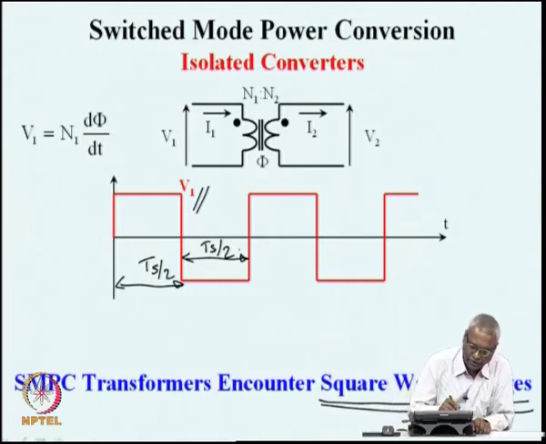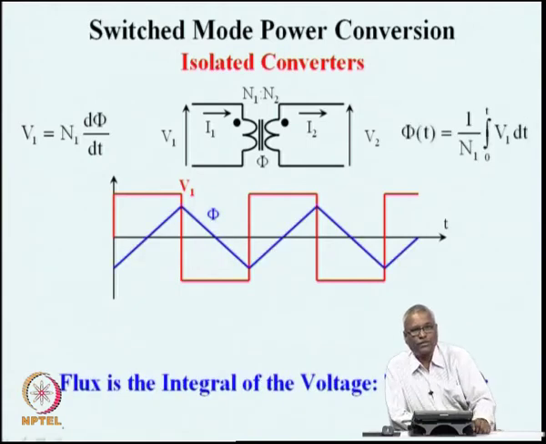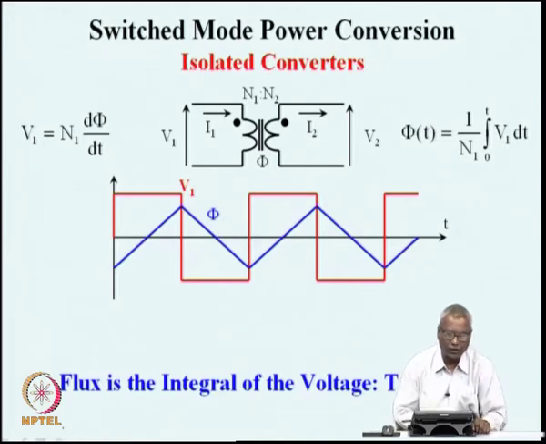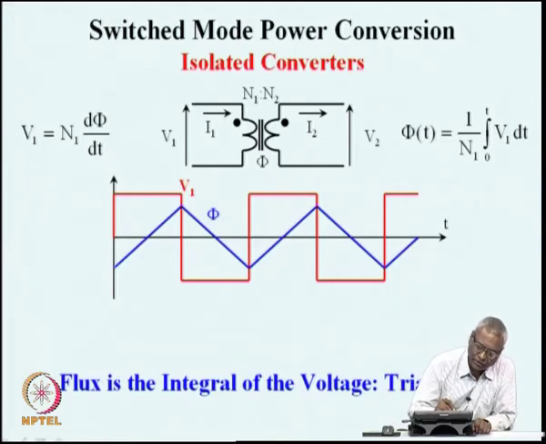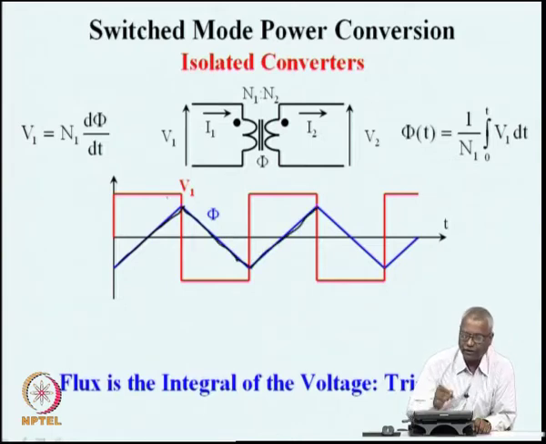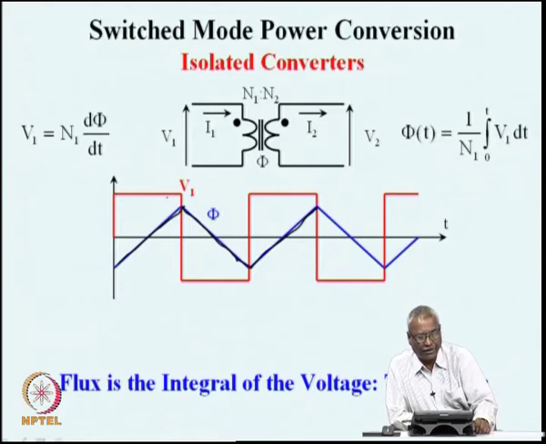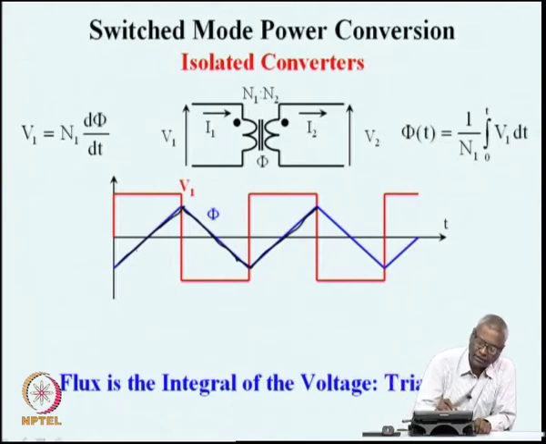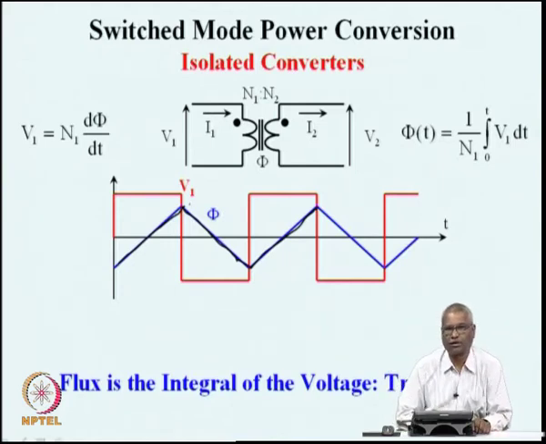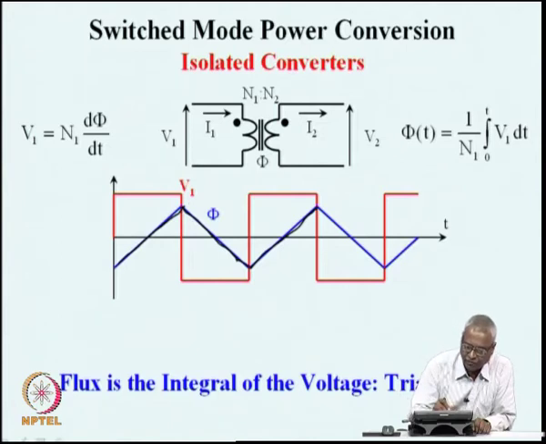So, in such a case, if we try to see what the flux is, flux is nothing but the integral of the voltage. So, you see that the flux is now a ramp. It is a triangle wave, which is nothing but the integral of V1 dt, or V1 is the slope of the flux curve. In this half period, flux is constantly rising. It is a straight line, the slope is constant and equal to V1 here.